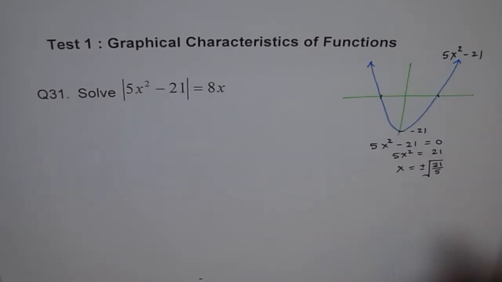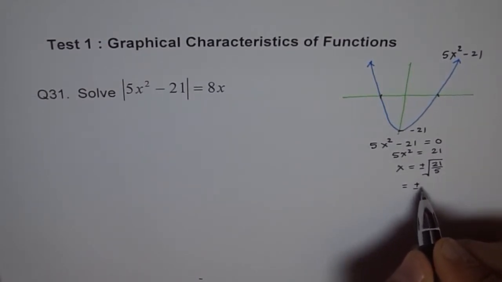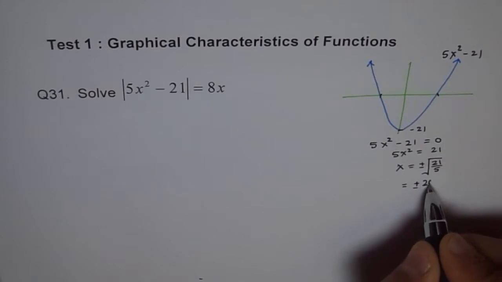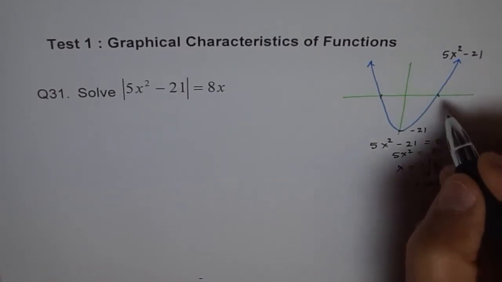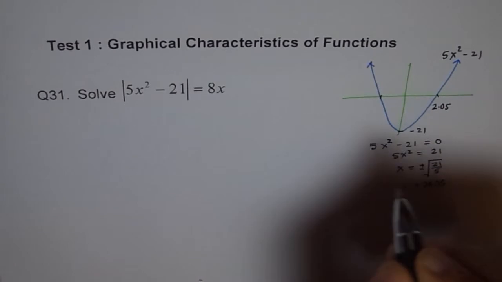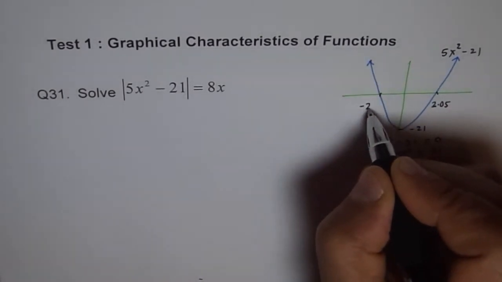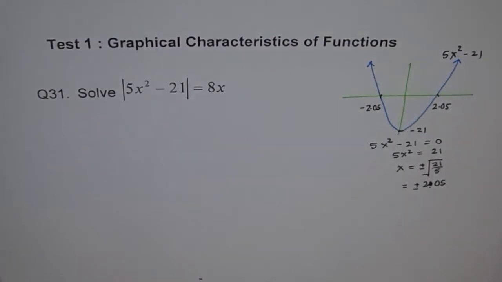Let's write it in decimals. So we get this as equal to plus and minus 2.05 approximately. So 2.05 is what we get. So let's write this point as 2.05 and this point as minus 2.05. Okay. So these are our points.